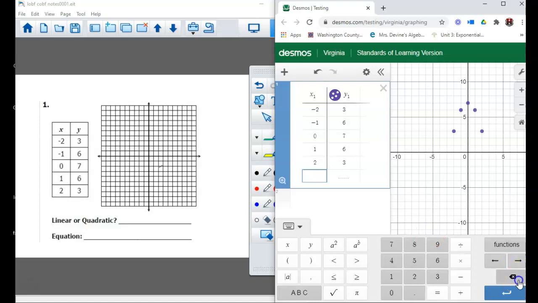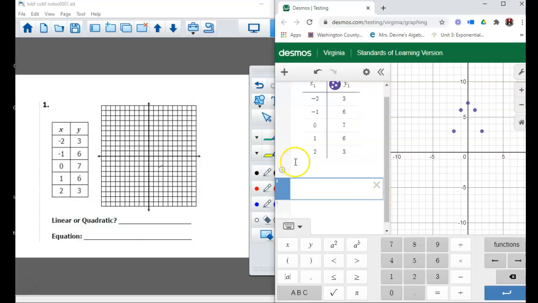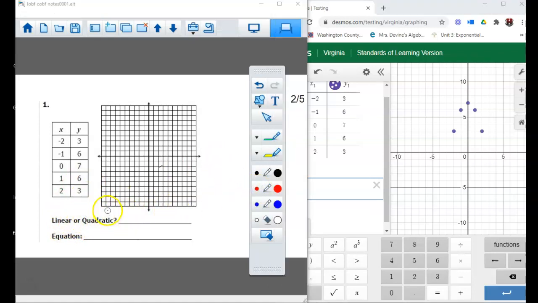All right, so I'm going to come down here and click now on this second line. So here is my table. Now over here, you'll see that it's plotted those points, and I am seeing a U shape to these points. It's upside down, and that's okay. When I see this U shape, what that lets me know is this graph is quadratic. So in this blank, I would write quadratic.